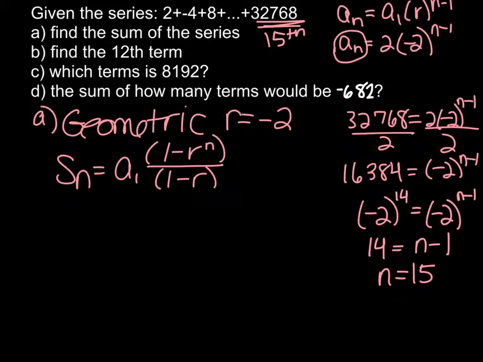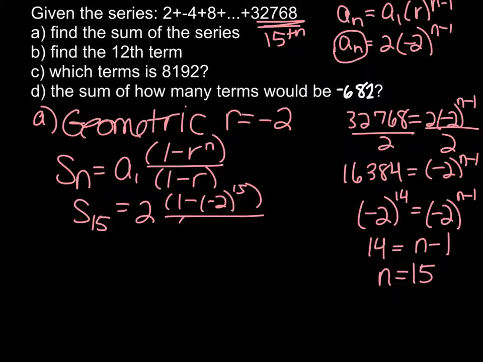Now, another option usually is to take the log of both sides or to rewrite it as a log, but because we're working with negative numbers and because it's always possible with series, we want to get the bases to be equal. So now I can plug the information I know into my geometric series formula. The sum of the first 15 terms: the first term is 2, 1 minus the common ratio, -2, all to the 15th power, over 1 minus -2.